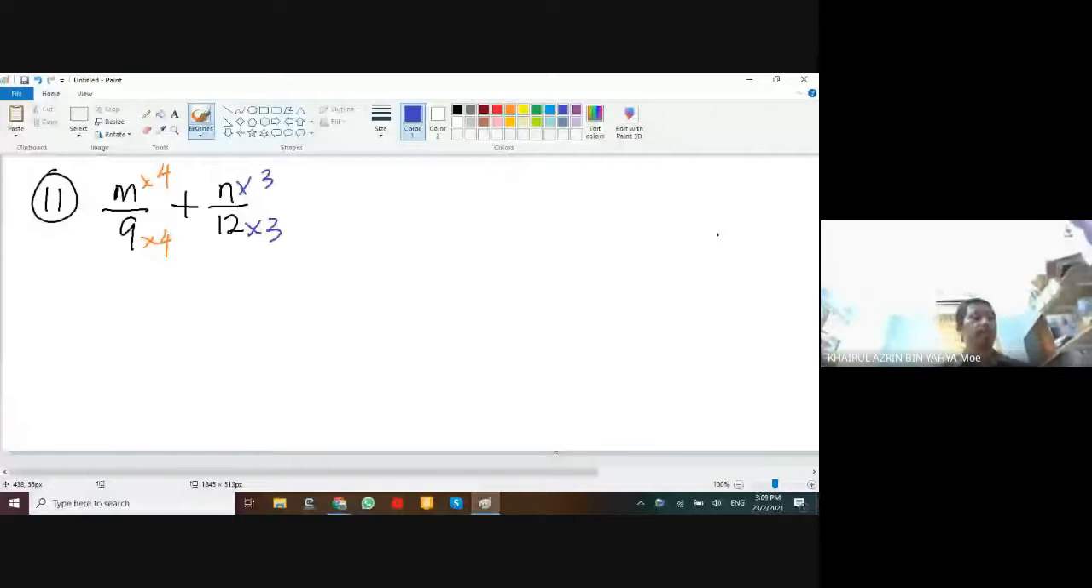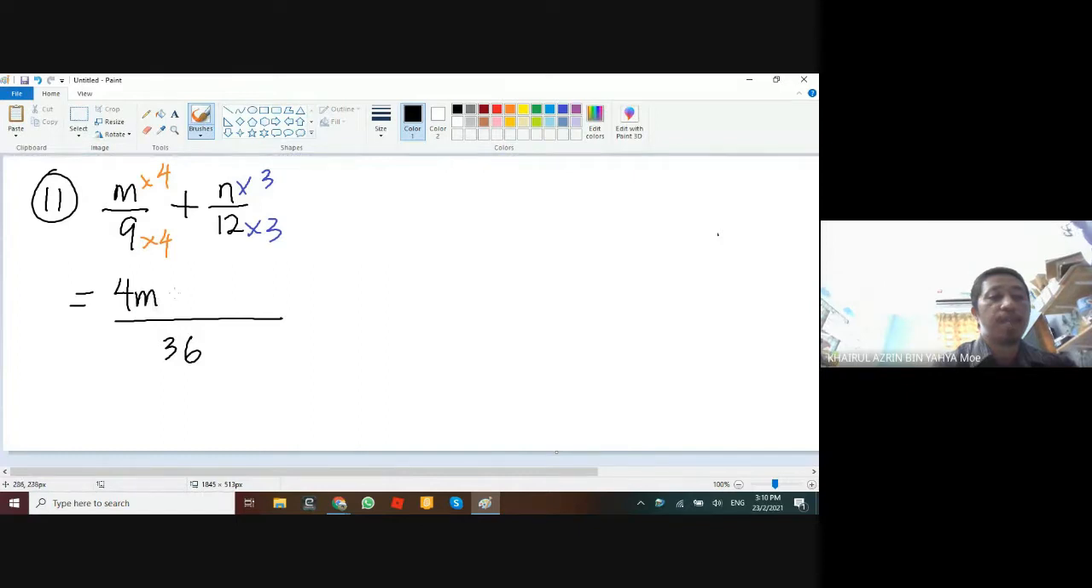If you don't know how I got 36, you need to refer to the topic LCM, lowest common multiple. So this one, we continue. The denominator is 36. So m times 4 is 4m plus n times 3 is 3n. And so this is the answer for question 11.